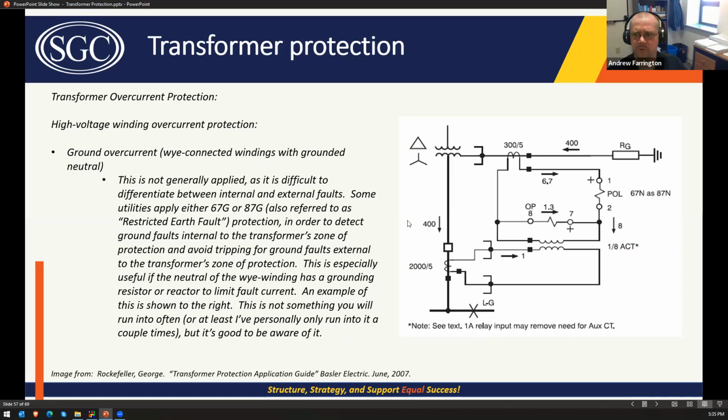But what you can do is something called restricted earth fault. You'll also see it referred to as a 67G or an 87G. Basically what you're doing is you're looking at the neutral current and the zero sequence current. This one's actually measured because it's tied to the transformer Y winding neutral. And this one's based on the zero sequence current seen by 3-phase CTs. If you compare them, it operates kind of like a bus differential relay or a transformer differential relay. It'll only operate for faults in the zone of protection.